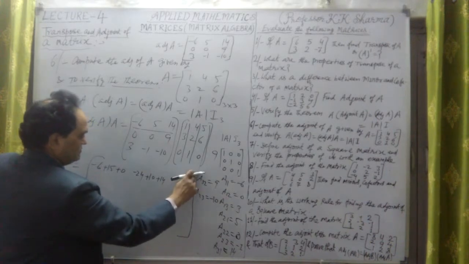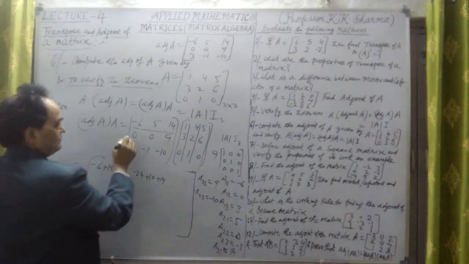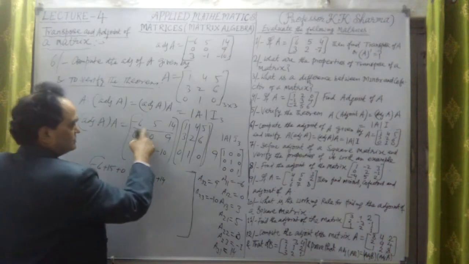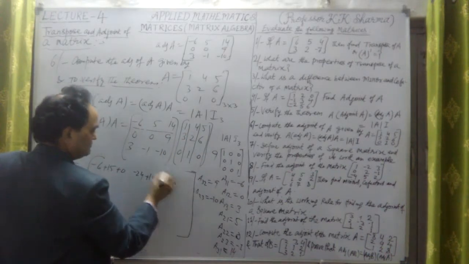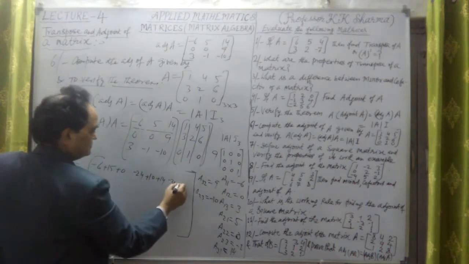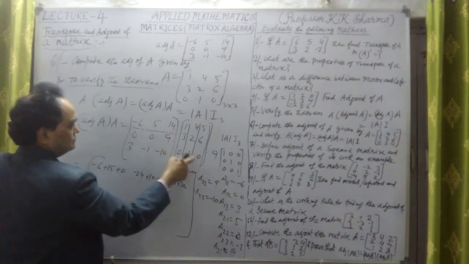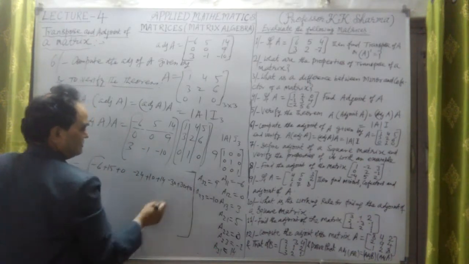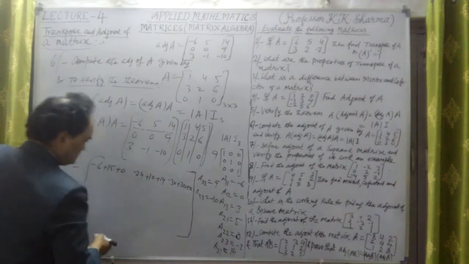Values are coming in the same way. Now, first row, third column: minus 6 into 5 is minus 30. 5 into 6 is plus 30. 14 into 0 is 0, plus 0. Minus 30 plus 30 is 0, the same values.